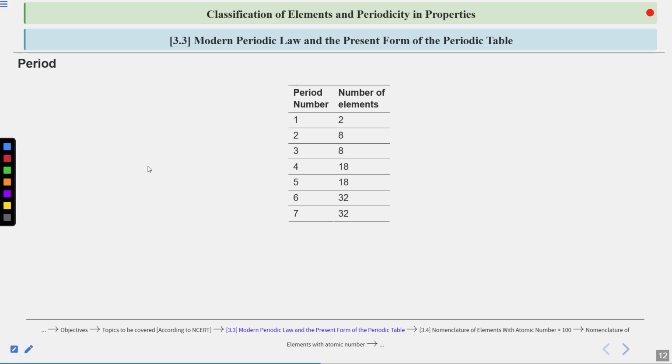I will not go into what those elements are, but you should remember that in the first period 2 elements are there, which are hydrogen and helium. In the second period 8, third also 8, in the fourth 18, fifth 18, sixth and seventh 32 elements are there. So this is the counting. It's very easy to remember. Just remember this pattern: 2, 8, 8, 18, 18, 32, 32. As simple as that.